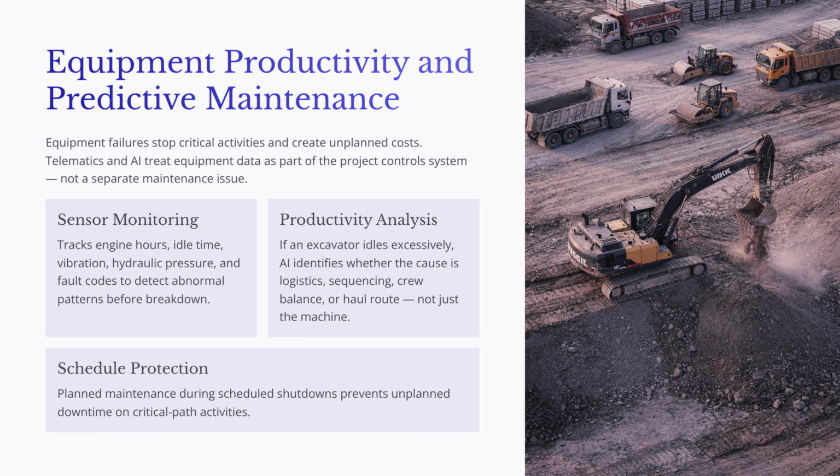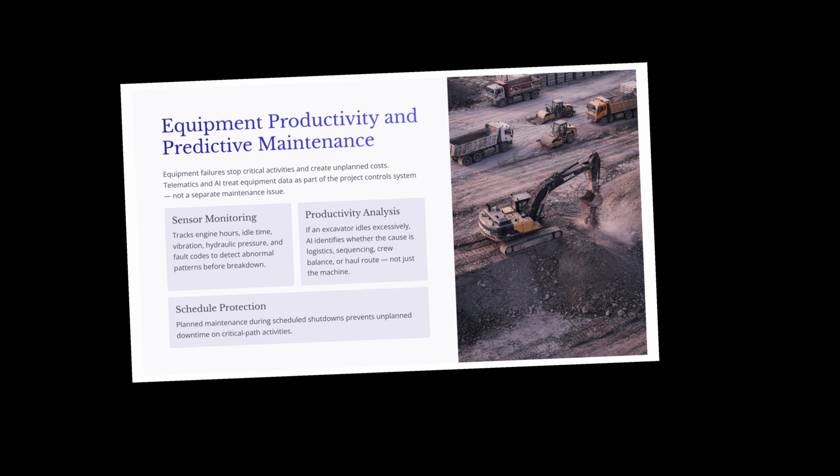AI can also support productivity analysis. If an excavator is assigned to earthwork but spends much of the day idling, the issue may not be the machine itself. It may be a truck cycle problem, a haul route issue, poor sequencing, site congestion, or a crew balance problem. When equipment data is connected to schedule activities and production targets, managers can better understand the source of productivity loss. Predictive maintenance is not only a technology function, it is a management practice that helps protect the schedule, reduce unplanned downtime, improve resource planning, and support safer field operations.